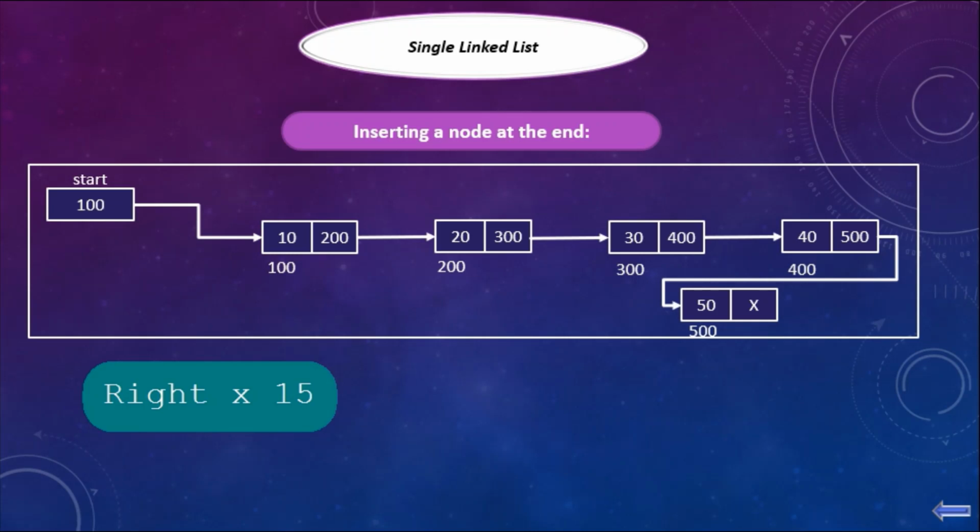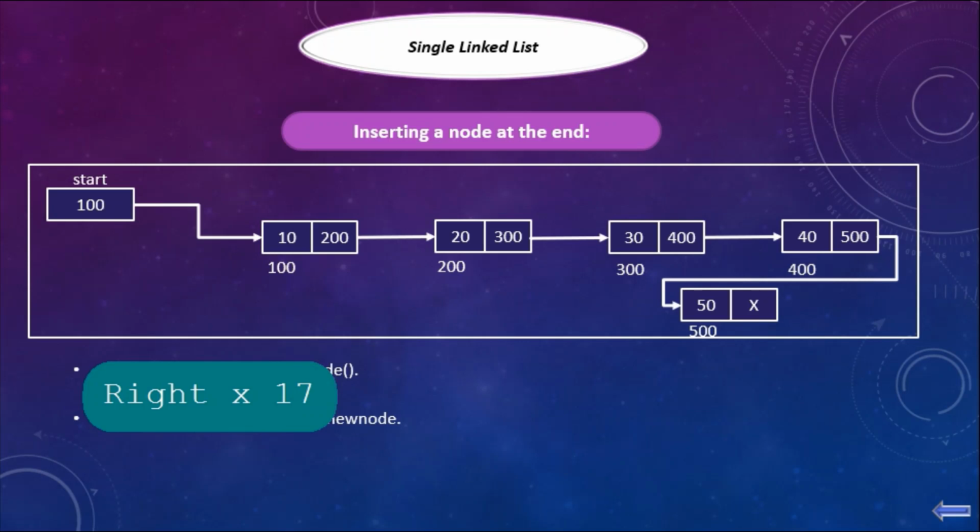For the insertion of a node at the end of the linked list, we have to follow some general steps. As we have discussed, some of the steps are similar to those in the insertion of a node at the beginning. That is, we get a new node using the getnode function, and after that we have to check whether the linked list is empty or not.